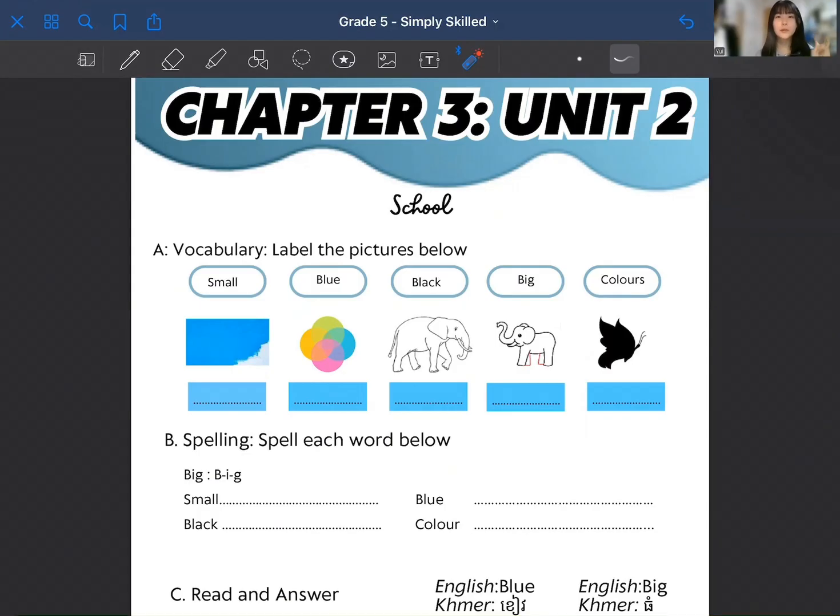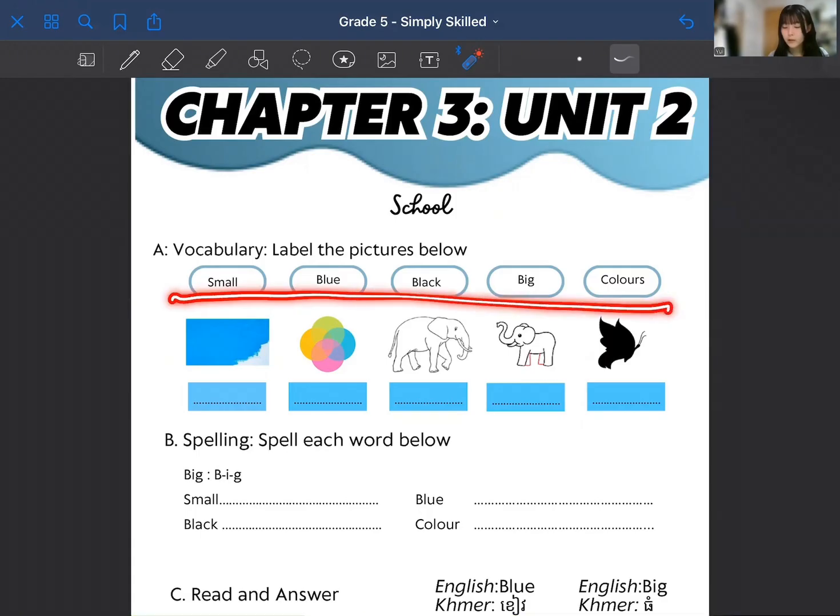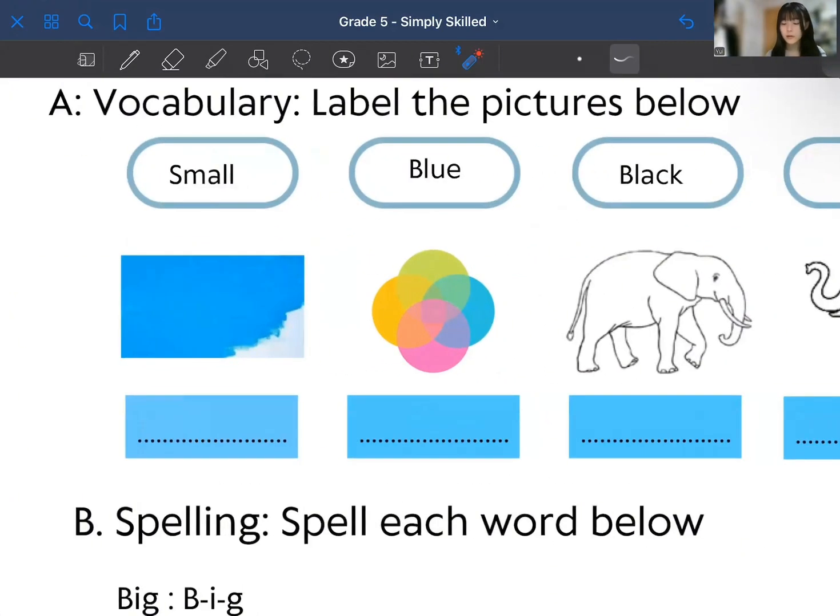Today we're going to do Chapter 3, Unit 2. So today's theme is school. So let's get into the first question. It says label the pictures below. So there's 5 words and there's 5 pictures underneath. And so we need to match the words with the correct pictures. So let's look at the first one together.